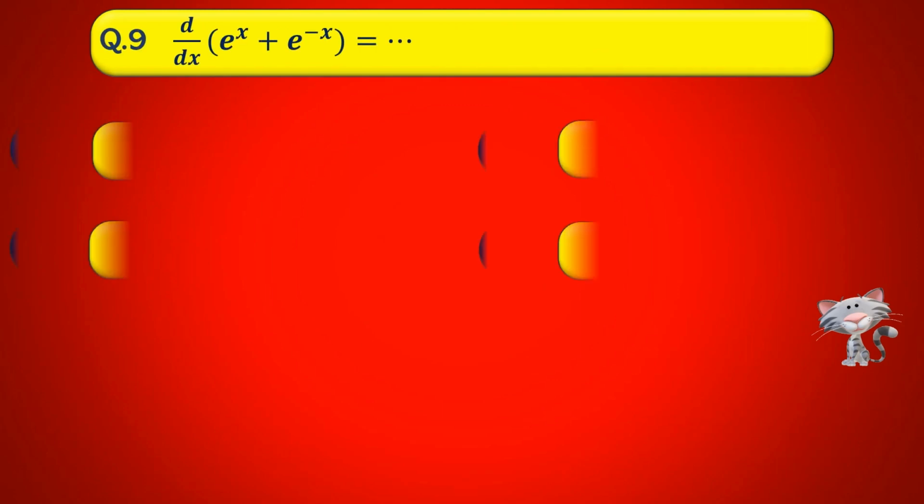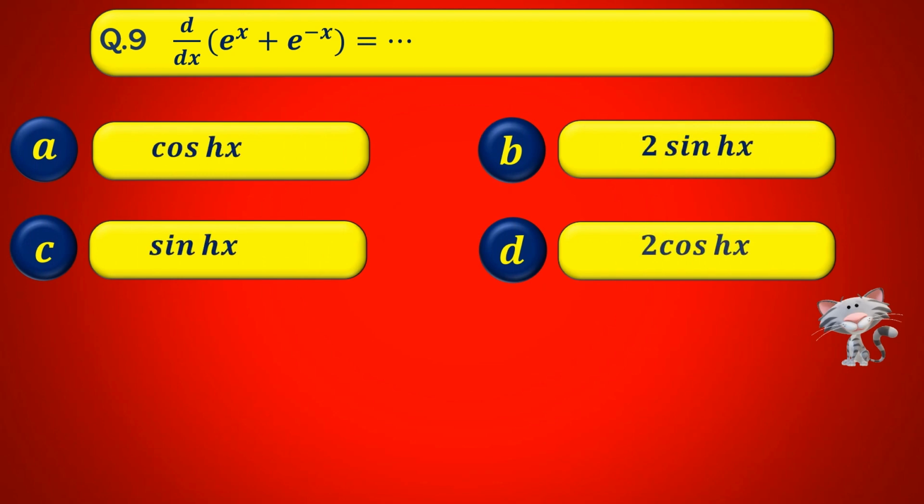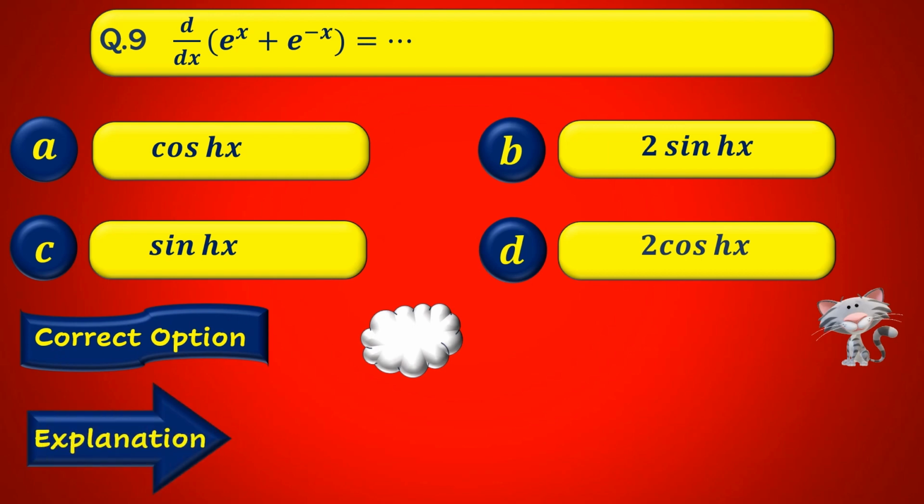Question 9. The derivative of e^x plus e^(-x) is equal to. The options are option A, cos hyperbolic x; option B, 2 sin hyperbolic x; option C, sin hyperbolic x; option D, 2 cos hyperbolic x. What's the correct option? Let's explain.